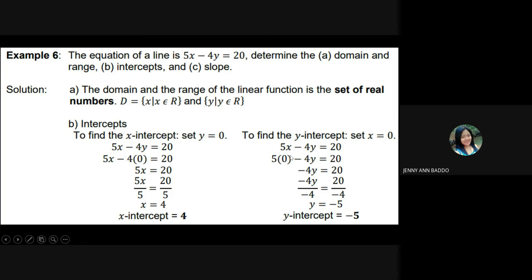Now for the y-intercept, we will let x equals 0. Then by substitution, we have 5 times 0 minus 4y equals 20. 5 times 0 is 0. So we have now negative 4y equals 20. Dividing both sides by negative 4, we have y equals 20 divided by negative 4, and that is negative 5. So the y-intercept is negative 5.